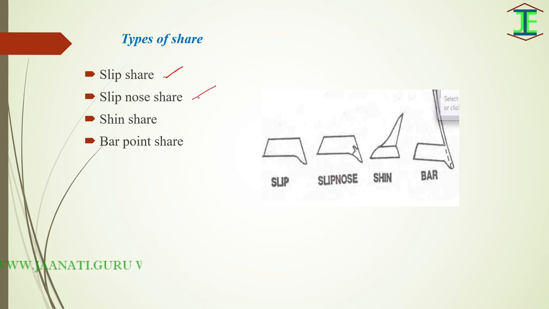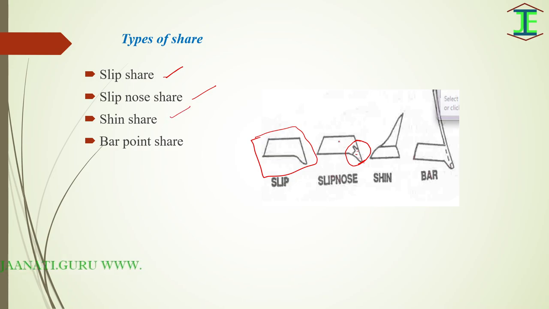Slip nose share. Slip share is only one piece. But in slip nose share, there will be an adjustable thing. So there will be a detachable piece. This is the share point. This share point can be replaced. So if it is worn out, then this share point can be replaced on this share. So in slip nose share, there will be a detachable piece.